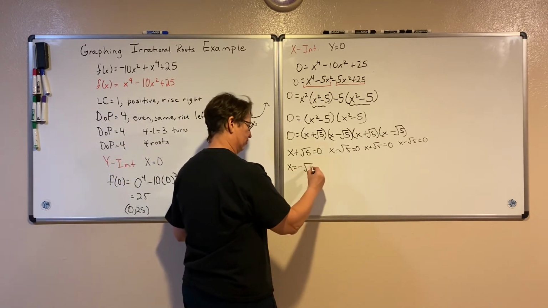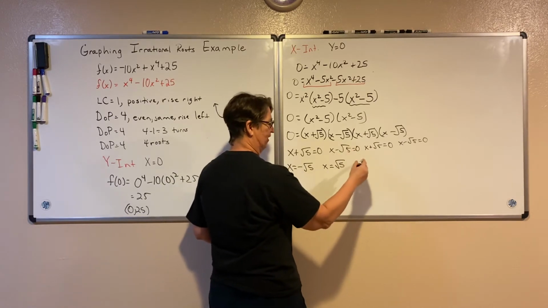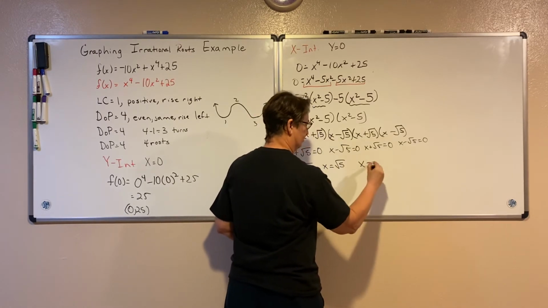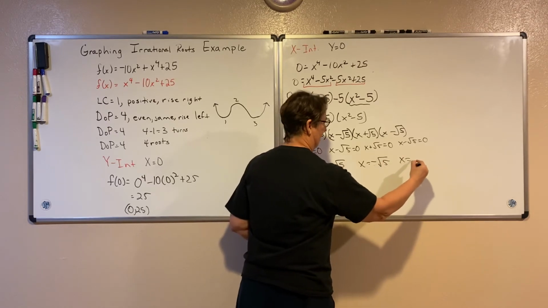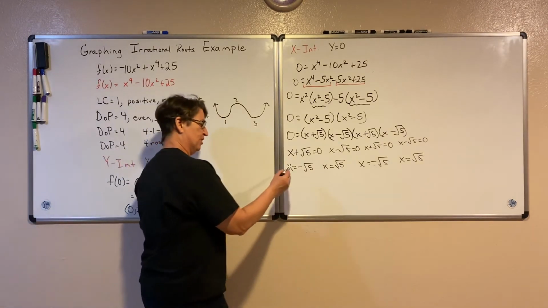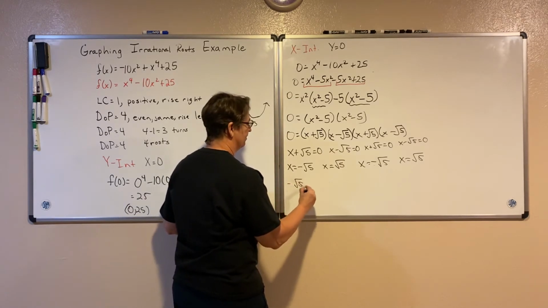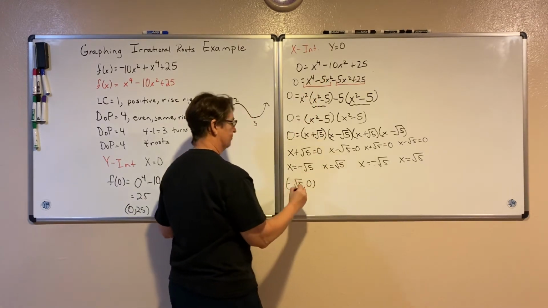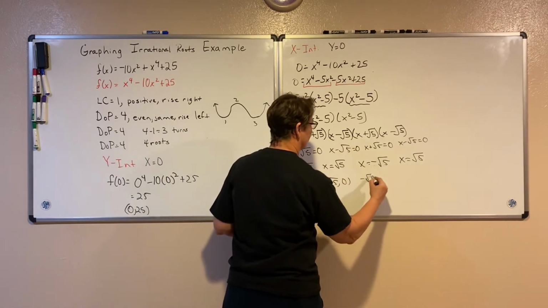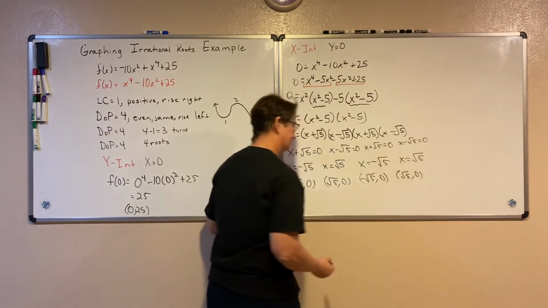a negative square root of 5. X is equal to positive square root of 5. Add square root of 5 to both sides. Subtract square root of 5 from both sides. So that I end up with a negative square root of 5. And here I have a positive square root of 5. So my x-intercepts, this is my x value, negative square root of 5. My y value is 0. Here, square root of 5, 0. There, negative square root of 5, 0. And here, square root of 5, 0.